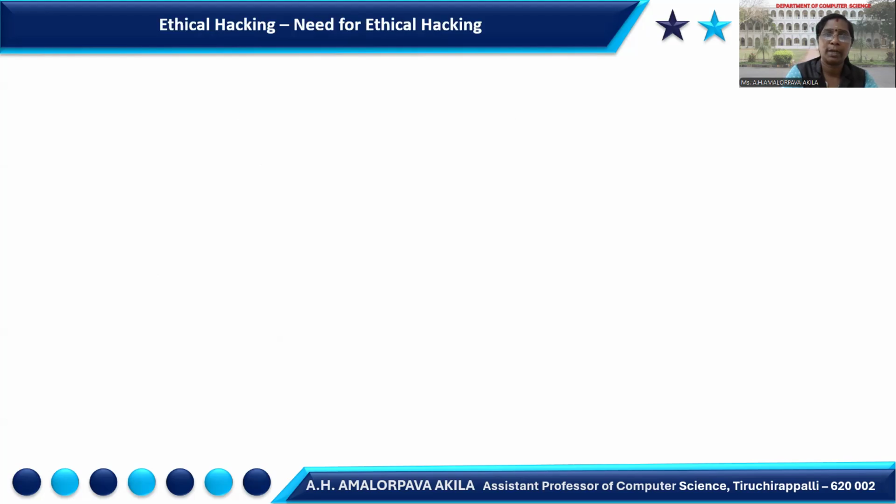Need for ethical hacking. First one is identify vulnerabilities. I already said vulnerabilities means weaknesses that could be associated with the target system. So the hackers can step into that vulnerability only. Before hackers can exploit the system, the organization can take measures to safeguard the system.